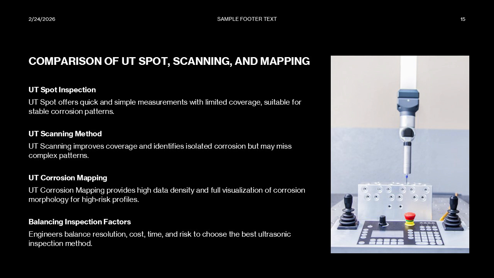Engineers must balance inspection resolution, time, cost, and risk when choosing the appropriate method. For example, UT spot is ideal for stable corrosion patterns, UT scanning suits moderately complex degradation, and UT corrosion mapping is essential for high-risk or unknown corrosion profiles. A structured comparison ensures that inspection resources are allocated effectively while maximizing asset reliability and safety.